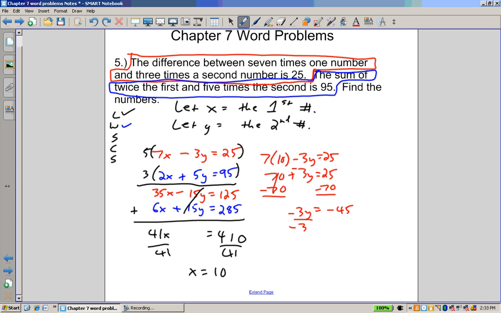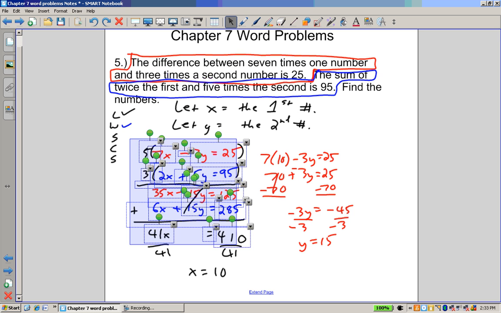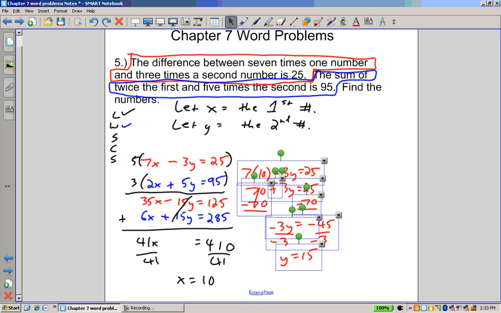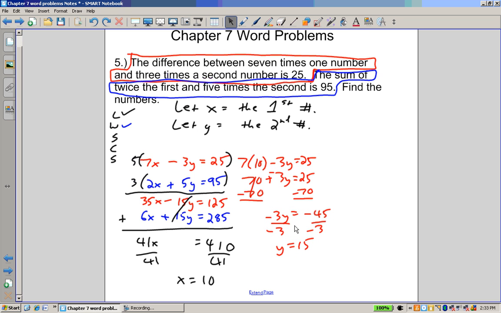Then multiply, divide. So we think that x is 10 and y is 15. Let's go move this over a little bit. Okay, so we've defined our variables, we've written down our equations, we've solved them. Now we're going to check them.